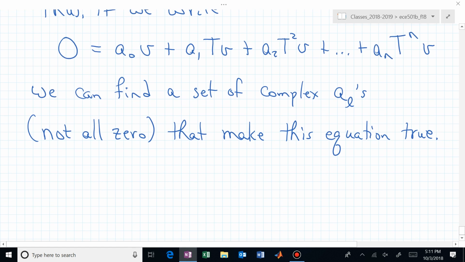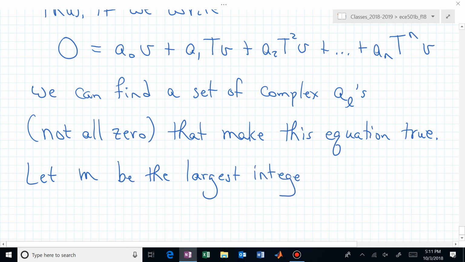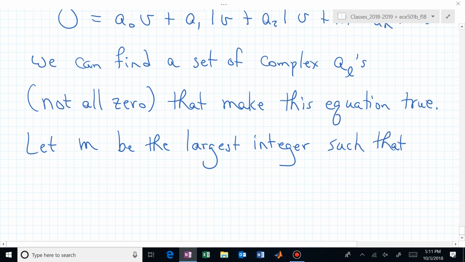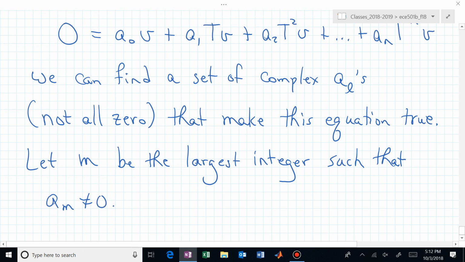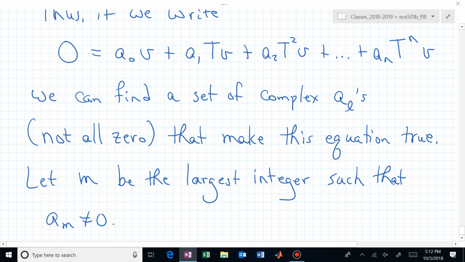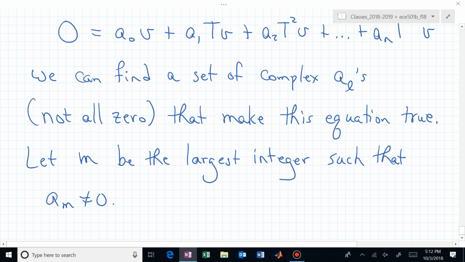So far, so good. We haven't done anything earth-shattering. So let's now let m be the largest integer such that a sub m is not equal to 0. In this equation, it might turn out that a sub n is 0, or a sub n minus 1 is 0. So let's just find the biggest of those complex coefficient scalars, and that's what we're calling a sub m, that's non-zero.